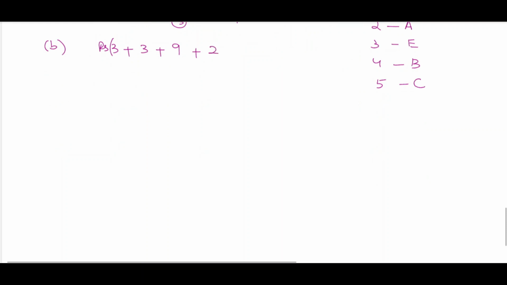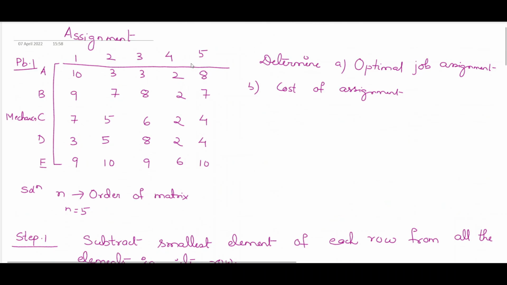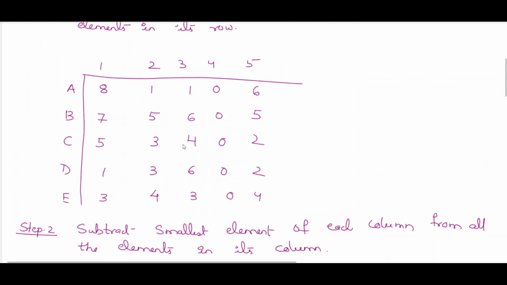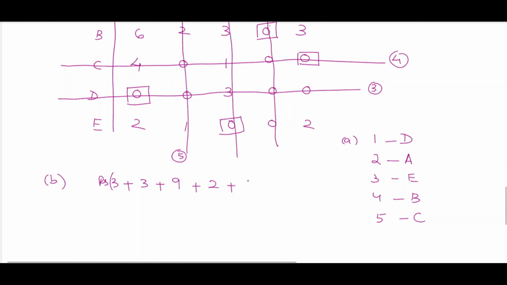Rupees 2. And 5C, what is the cost? 5 will take rupees 4. So add it all up, rupees 4. If you do all the adding, you will get rupees 21. This is the minimum cost. So in this way you have to work it out.